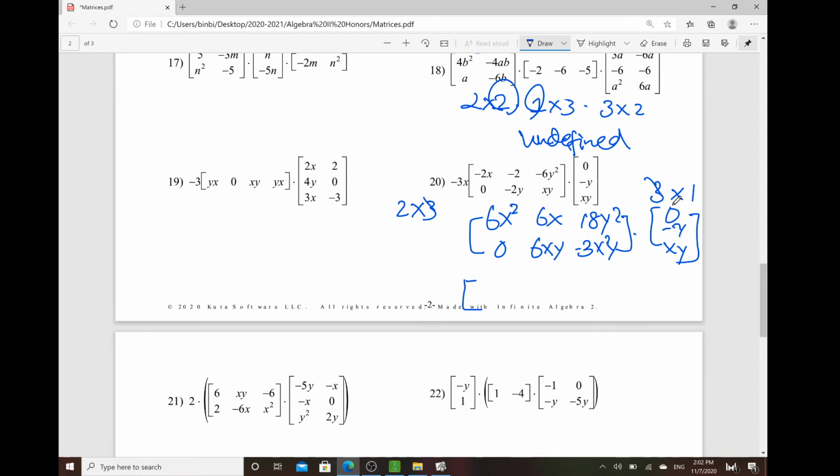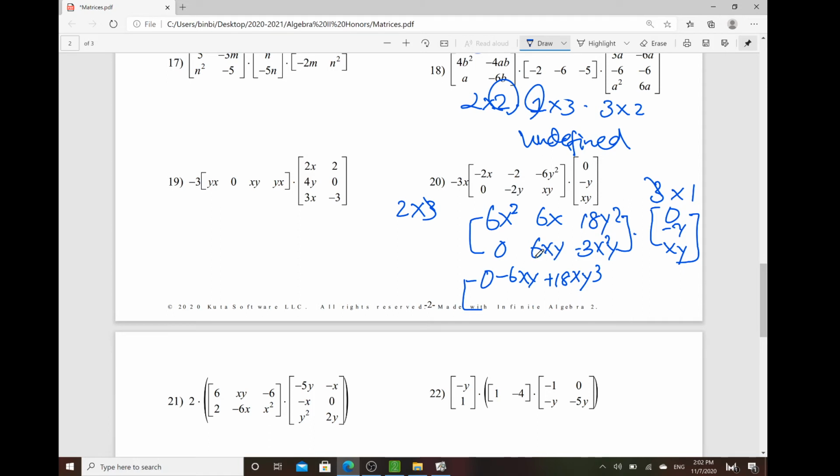So 6x squared times 0, that's nothing. 6x times negative y, negative 6xy. 18y squared times xy, then that would be considered 18xy cubed. Okay, so keep that in mind, 2 by 1. So we take care of that, the first entry. So now the second row.